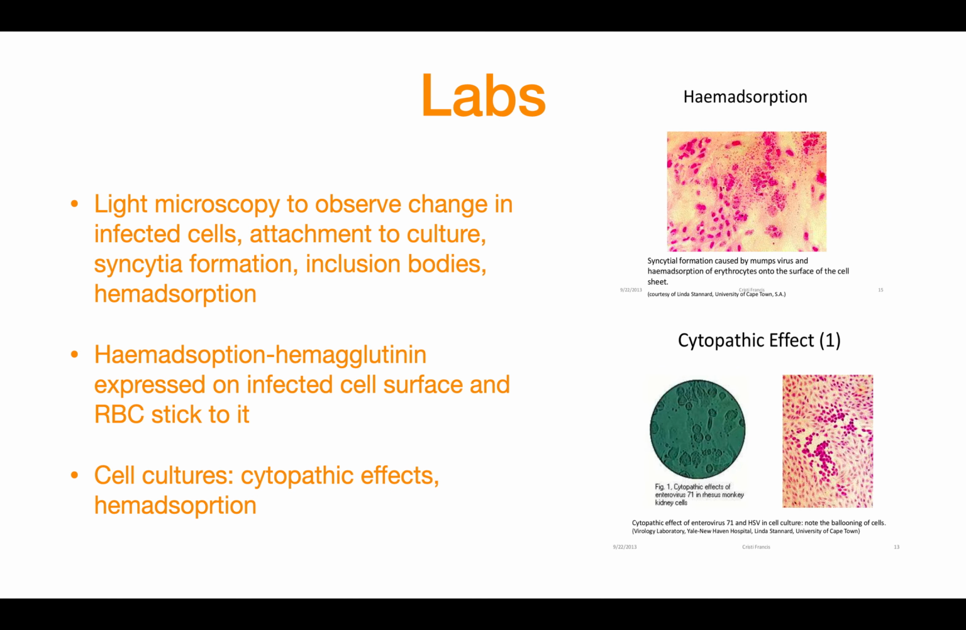Okay, so light microscopy is going to observe the change in the infected cells, see if they form attachment to cultures, colonies, syncytia, see if there are any inclusion bodies in them, and whether red blood cells are going to stick to it. Hemadsorption is when hemagglutinin is expressed on the infected cell and red blood cells will stick. And in cell cultures, you want to see the cytopathic effects along with the hemadsorption.